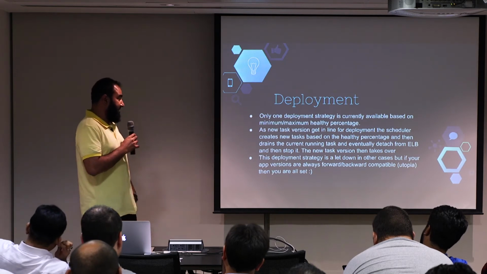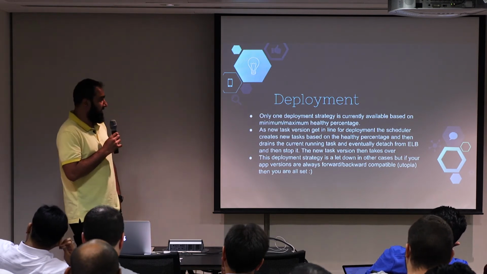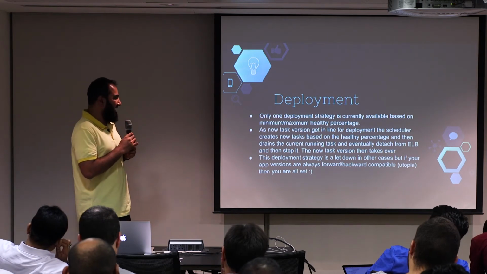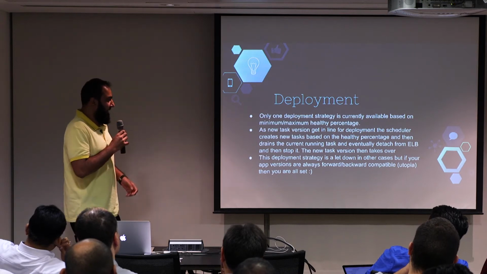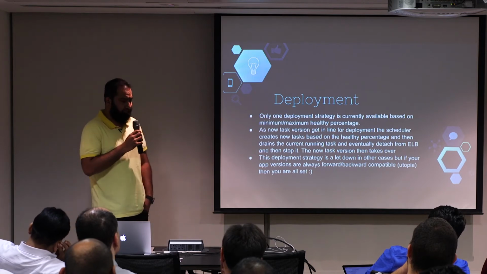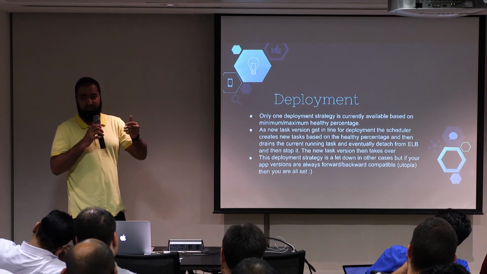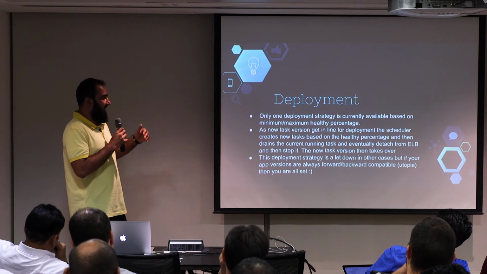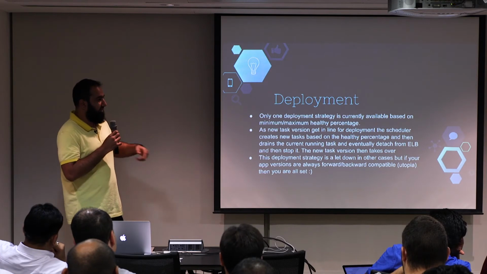And the deployment. The deployment strategy provided by ECS is very limited. It's only one deployment strategy, which is rolling deployments. As new task versions get in line for deployment, the scheduler creates a new task based on the minimum healthy percentage or maximum percentage you have configured. So it makes sure that a percentage of healthy containers are live and running and servicing requests, and then it creates extra containers as it sees fit, and then it replaces them slowly.